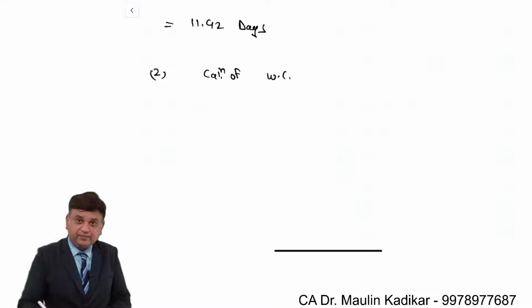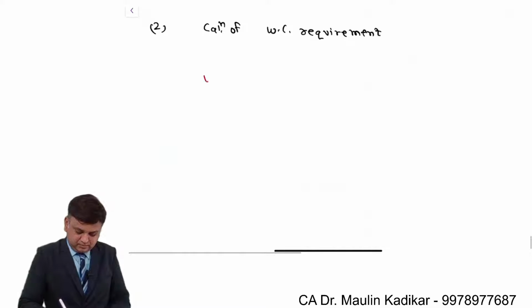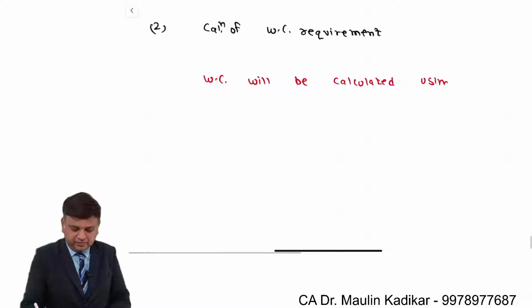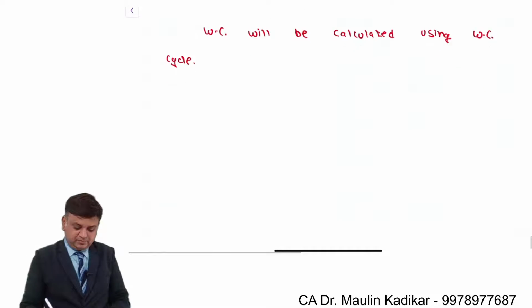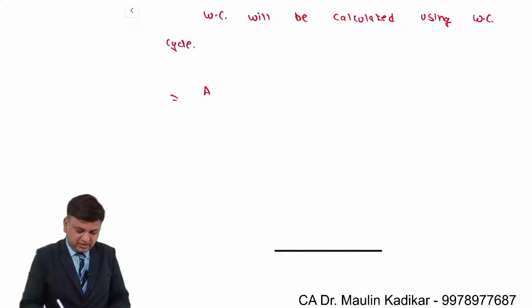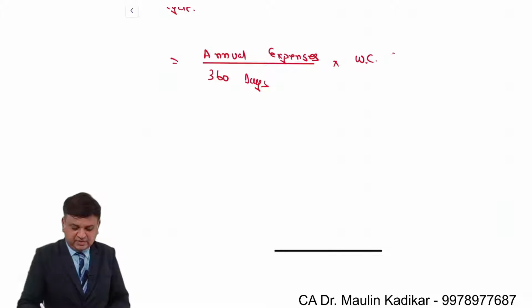Calculation of working capital requirement. In that, write down: working capital will be calculated using working capital cycle. Full stop. In that, annual expenses divided by 360 days into working capital cycle.